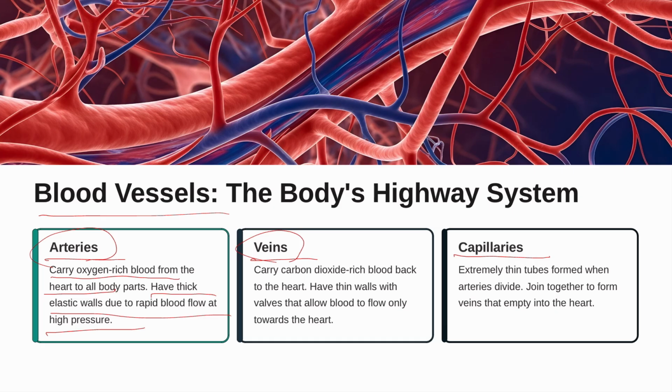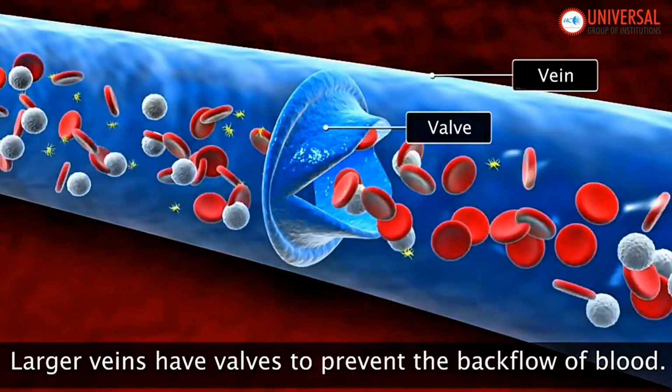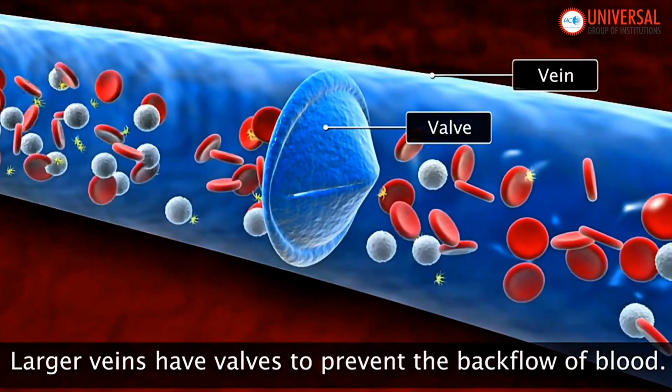So they carry the blood towards the heart, which is the deoxygenated or carbon dioxide rich blood, back to the heart. They have thin walls with a valve that allows blood to flow only towards the heart. So they contain a valve which prevents the backflow. So they can only move forward or reach the heart.